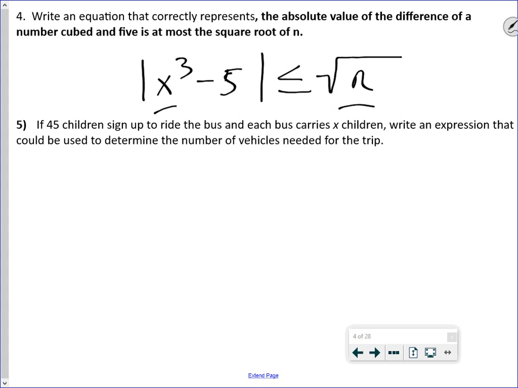45. If 45 children sign up to ride a bus and each bus carries X children, write an expression that could be used to determine the number of vehicles we need for the trip. So if we had a bus that carried 10 kids, it'd be 45 divided by 10. If we had a bus that carried 20 kids, it'd be 45 divided by 20. So in this case, it's going to be 45 divided by X would give us the number of buses we need.